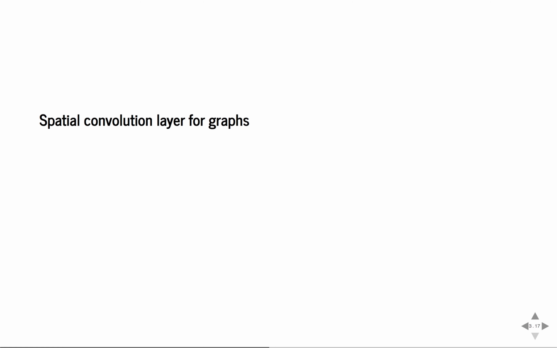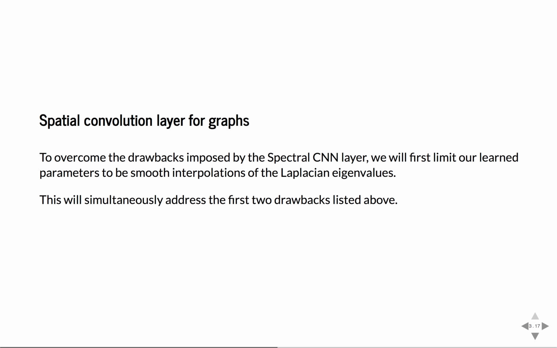So based on that, we define a different way to do it, called the spatial convolutional layer for graphs. So this is the second way. The idea is to try to overcome these drawbacks, but we still need to understand where it's coming from. Okay.